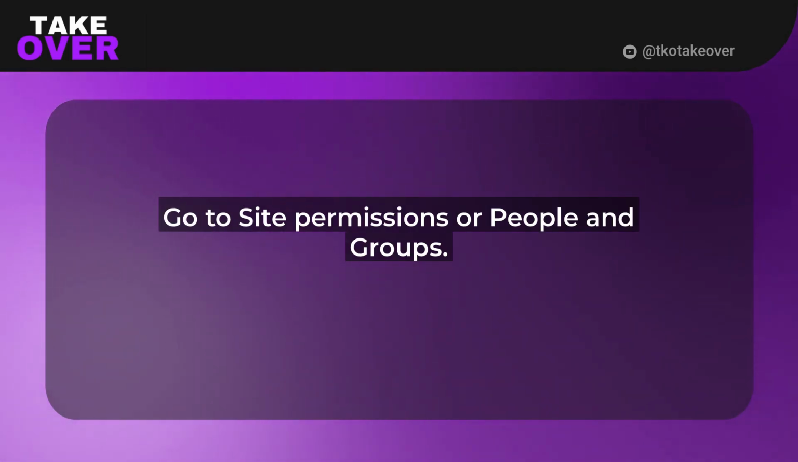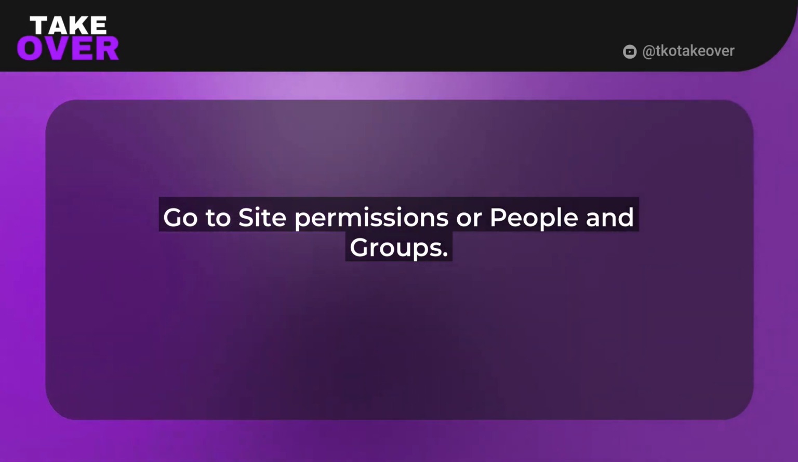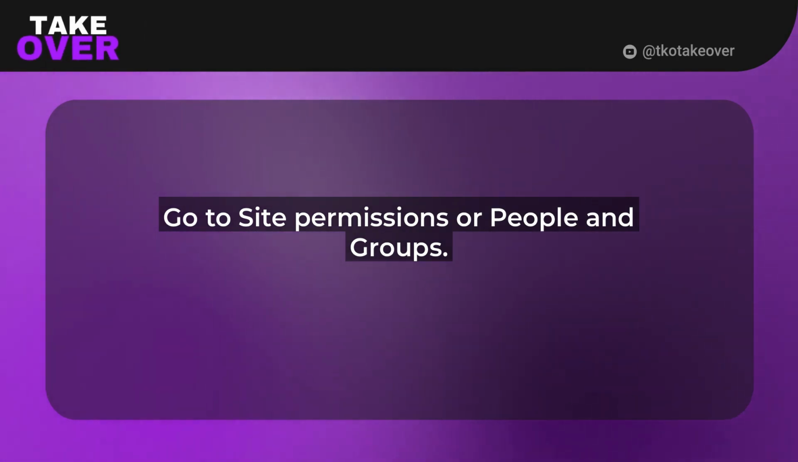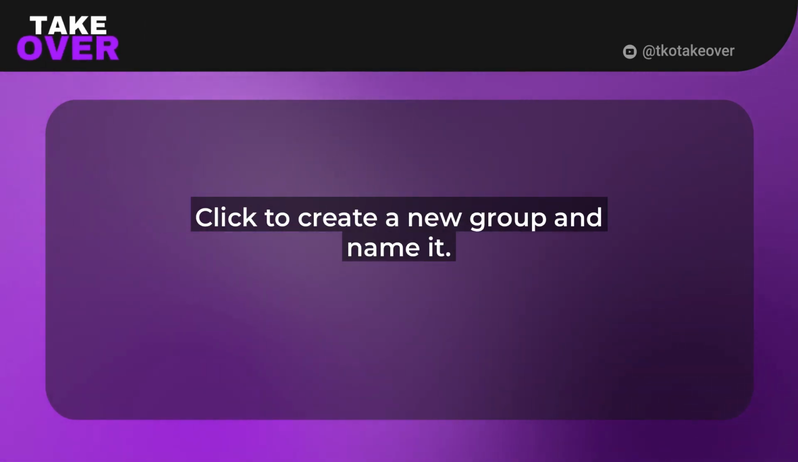Next, from the drop-down menu, select Site Permissions or People and Groups, depending on your version. This will take you to the Permissions page, where collaboration happens. Now, look for the Groups section. Here, you'll see an option to create a new group. Click that, and you'll be prompted to enter some details.